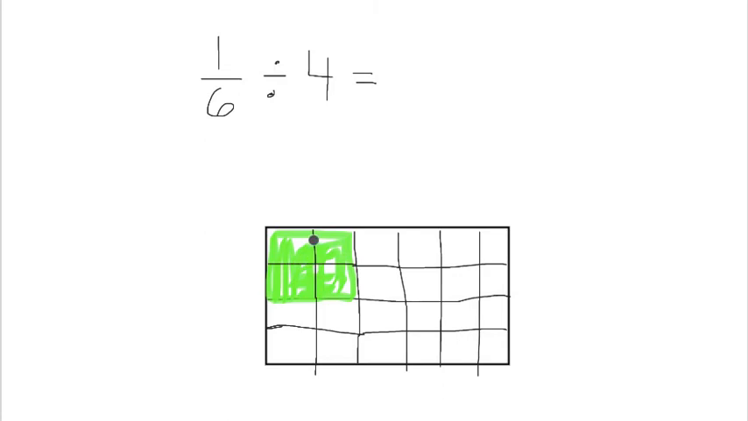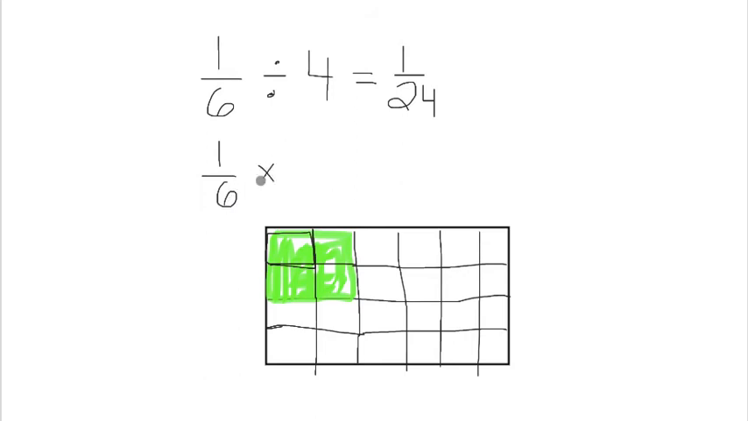One person is getting 1/24 of the cake. Of the original cake, they're only getting this 1/24 because I'm splitting this 1/6 among 4 different people. So each person's getting 1 slice, so they're each getting 1/24 of the cake.